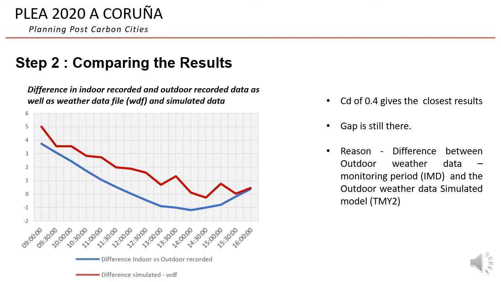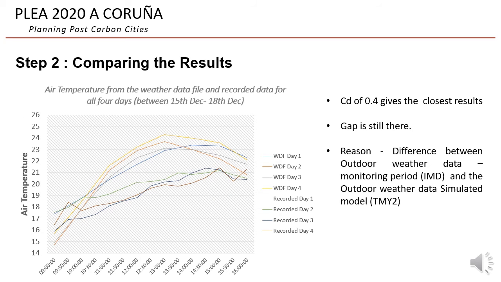After taking the coefficient of discharge value to be 0.4, a comparison was made. Regression analysis was carried out and a graph was plotted, and it was found that though the trend is similar, there is a gap. The reason for this gap could be the difference between the outdoor weather data used for the monitoring period and the weather data file used for the simulation, as you can see in the graph represented.